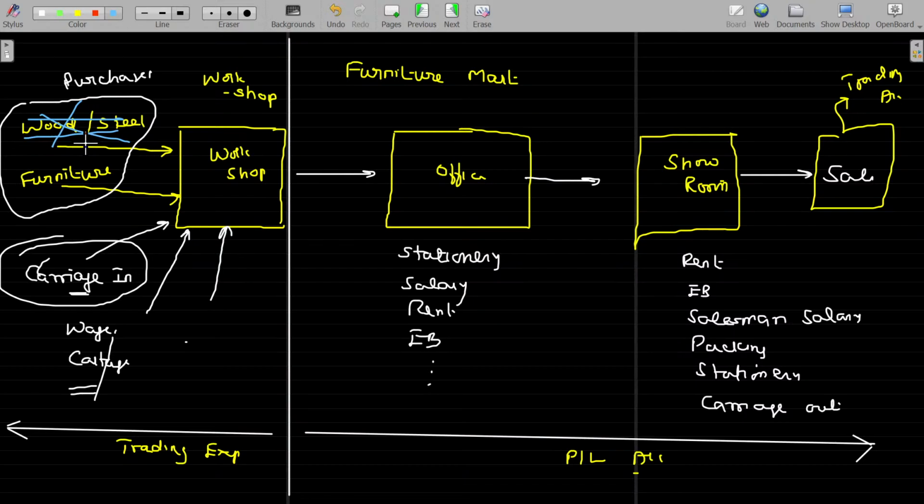Heating and lighting. Where will it come, in the trading account or P&L account? Why is it coming in the trading account as per your statement? Heating and lighting should come in the P&L account. Right. Why do you think that heating and lighting will come in the trading account? You may be misguided. Understand that.